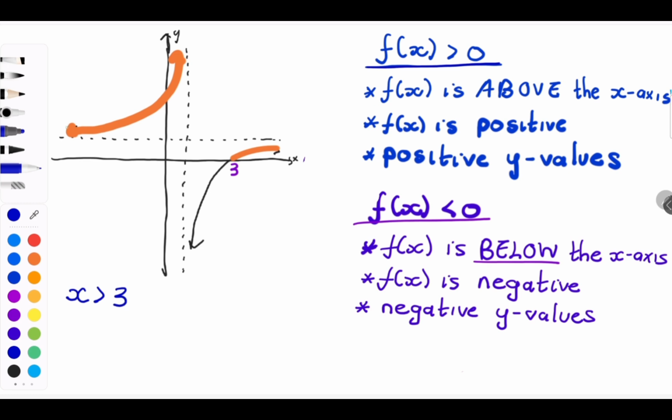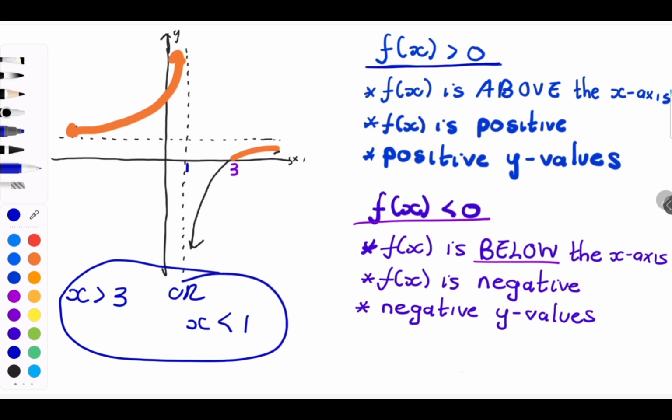And then for this part here, we would actually need the vertical asymptote. Let's say the vertical asymptote here, let's say it is 1. So this will be when x is less than 1. That is where we will have our graph being above the x-axis. So this is our answer for that.